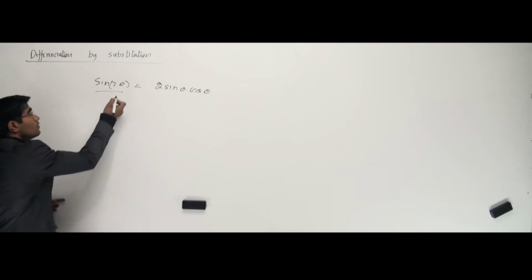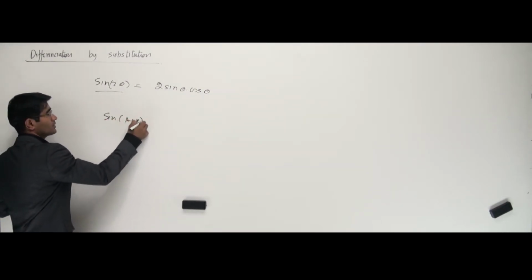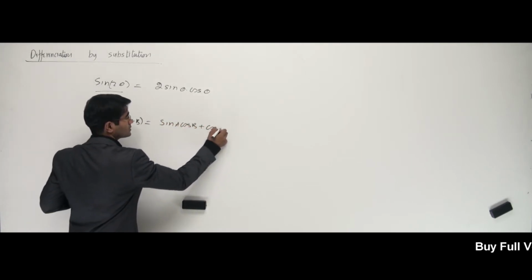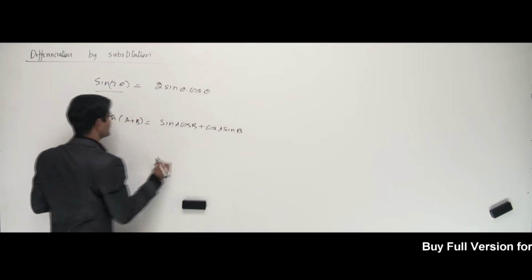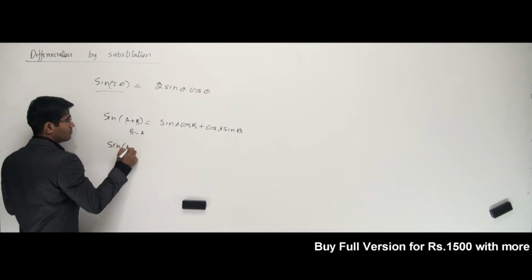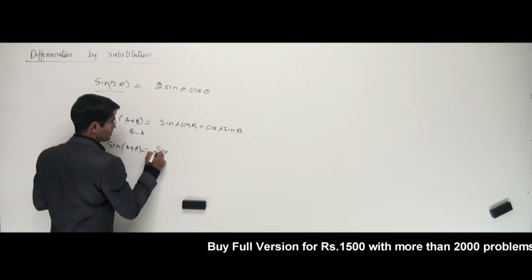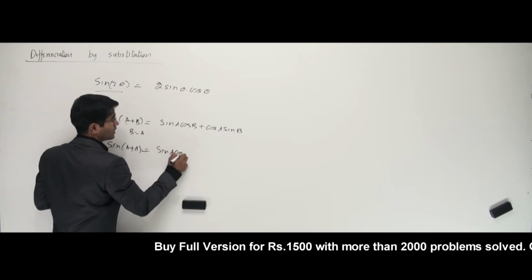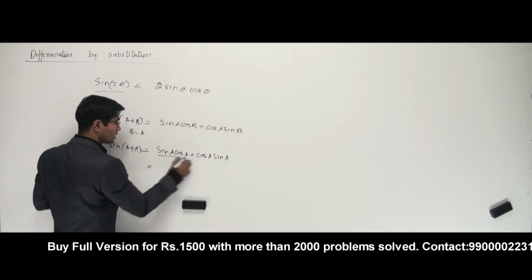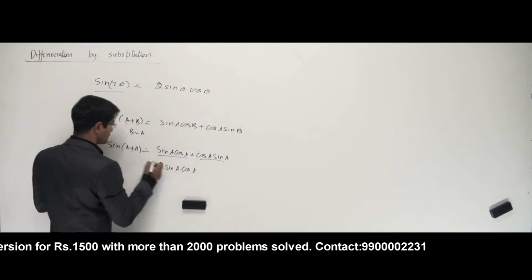How is this formula basically formed? We know that sine of a plus b is what exactly? It is sine a cos b plus cos a sine b, and from here I can see that if I write b as a, I'll get sine of a plus a, and that becomes sine 2a, and you get sine a cos a plus cos a and sine a again. So that looks like 2 times sine a into cos a, and that is basically sine 2a.